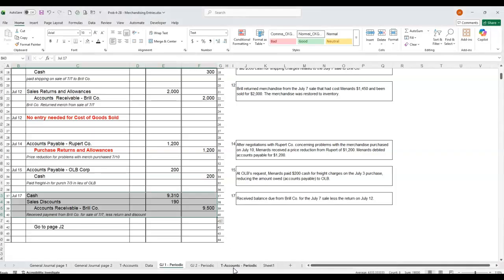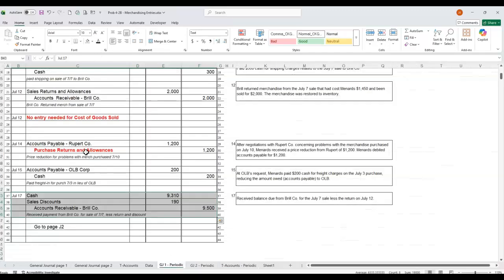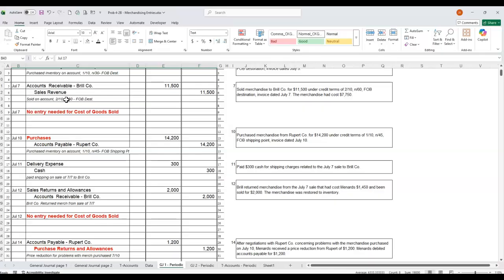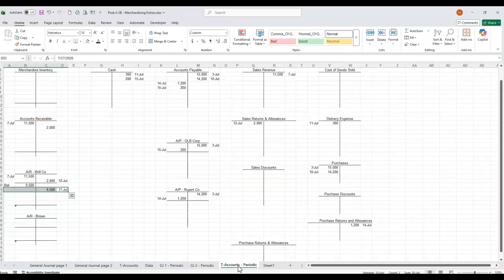The way to do that is just to go over here to their T account and look at the balance. They have a $9,500 balance. So 2% of that, if you go back and look at the original sale, was a 2% discount. 2% of $9,500 is $190. So we're going to debit sales discounts for $190, debit cash for $9,310, and credit accounts receivable Brill for $9,500. So there's our credit to the Brill account for $9,500.